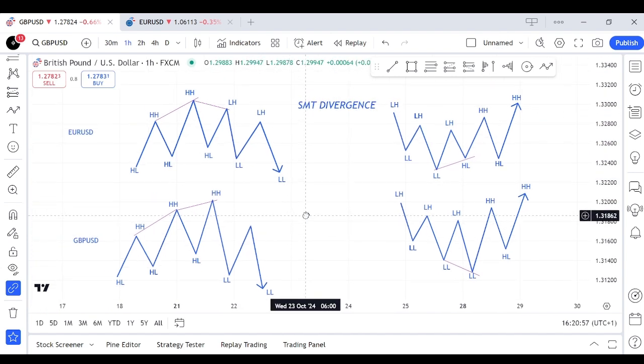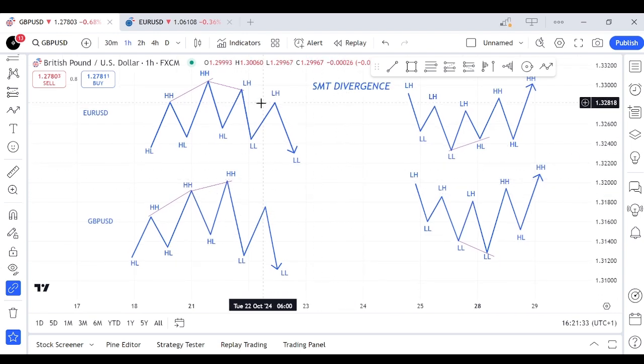By spotting these patterns, you can get a better idea of when trends might change and how big players in the market are positioning themselves. Remember, SMT divergence isn't just about looking at one currency pair. It's about comparing related pairs and spotting differences. This broader view can give you insights that other traders might miss. It's a skill that takes practice to master, but once you get the hang of it, it can become a valuable part of your trading strategy.